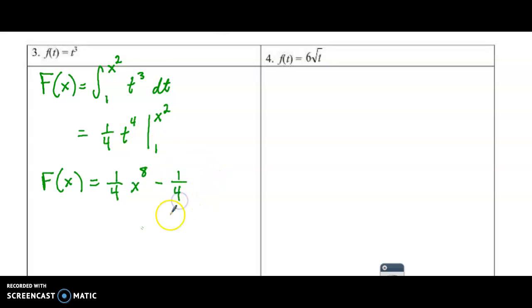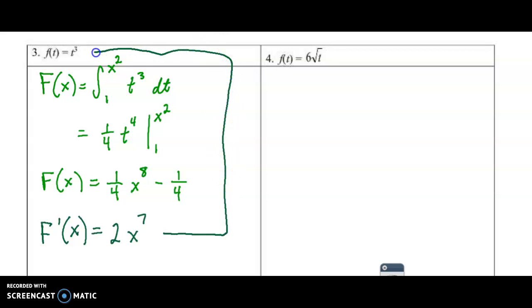We have that 1/4. Now, let's take the derivative of that. Well, the derivative of that is bringing the 8 in front. Well, 1/4 of 8 would be 2, and it becomes x to the 7th power, and the derivative of this is 0. Well, that does not match what we have up here. Well, let's actually do this a little bit longer.